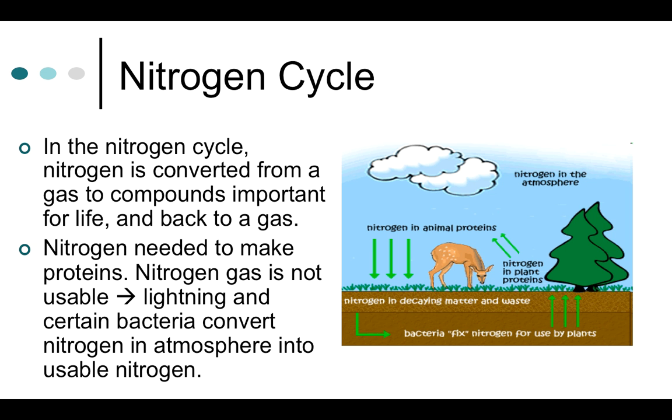The nitrogen cycle. Nitrogen is the most present gas in our atmosphere. It's 78% of our atmosphere, and in the nitrogen cycle, nitrogen is converted from gas to compounds important for life and back to gas. So nitrogen is needed to make proteins. Nitrogen gas is not usable. Lightning and certain bacteria convert nitrogen in the atmosphere into usable nitrogen. So we cannot breathe nitrogen and use it to make proteins.